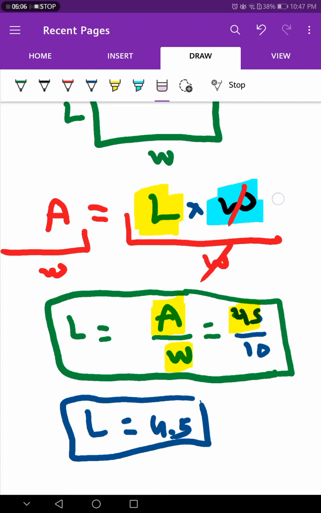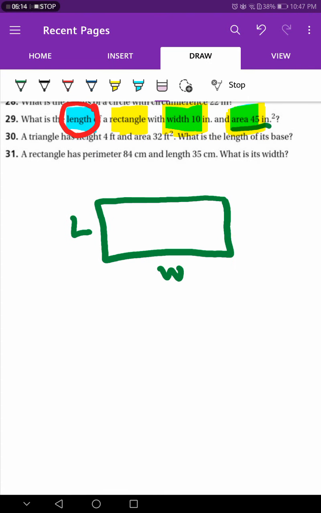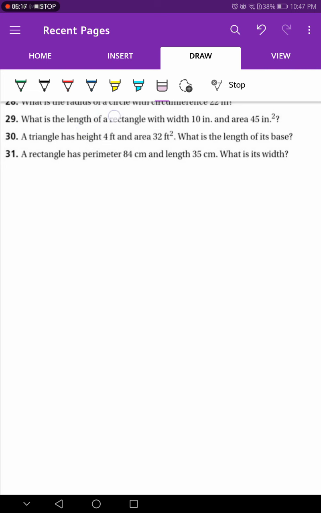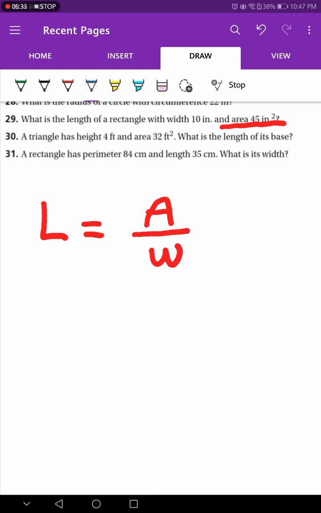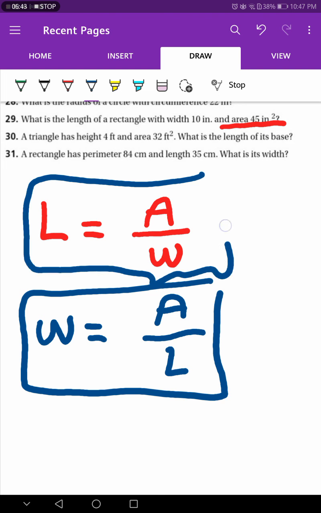Let us learn or memorize what we do here. Now if I want to find the length of any rectangle in the world, if the given is the area, you just divide the area by the width. If he asks you about the width, you just divide the area by the length. Okay, this is if the area is given.